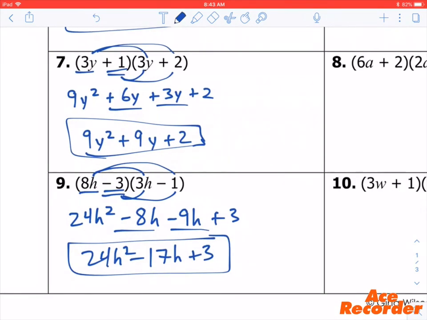Okay, so that is our multiplying binomials. So you've got multiplying binomials, you've got multiplying a monomial, which is just distributing, and then adding and subtracting.